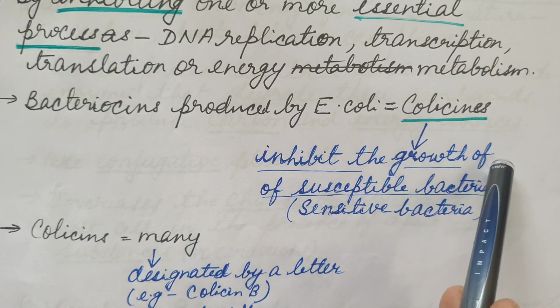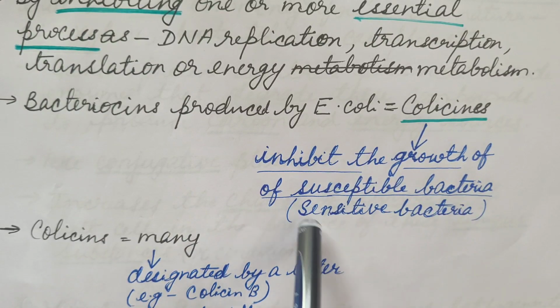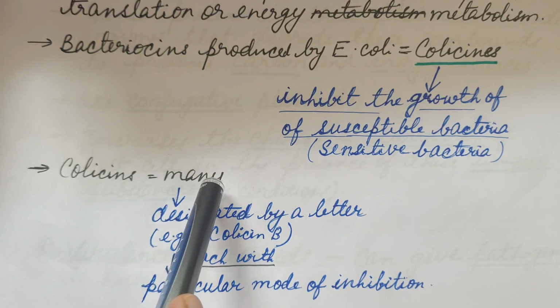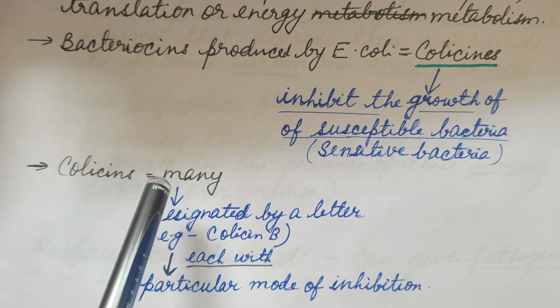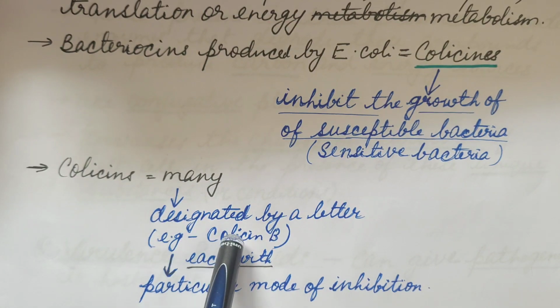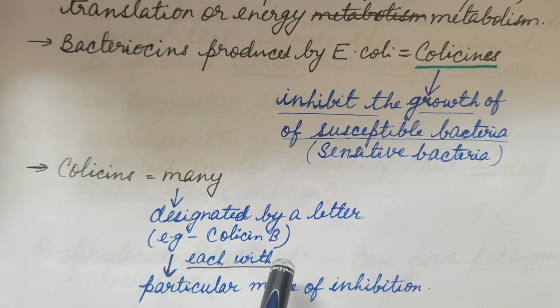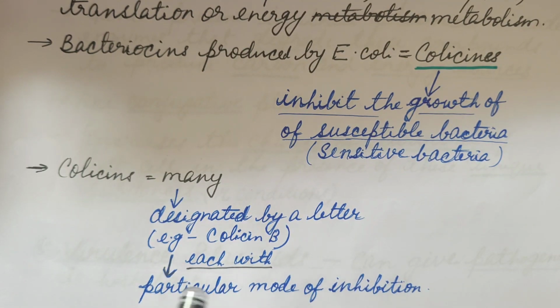Colicins inhibit the growth of susceptible bacteria, or in other words, sensitive bacteria. There are many types of colicins produced by different strains of E. coli, and these are designated by a letter. Example, colicin B, etc. And each inhibits the growth of bacteria by a particular mode of inhibition.